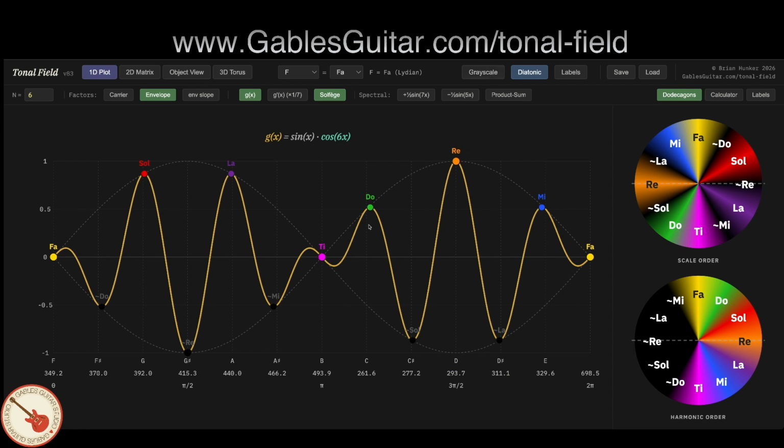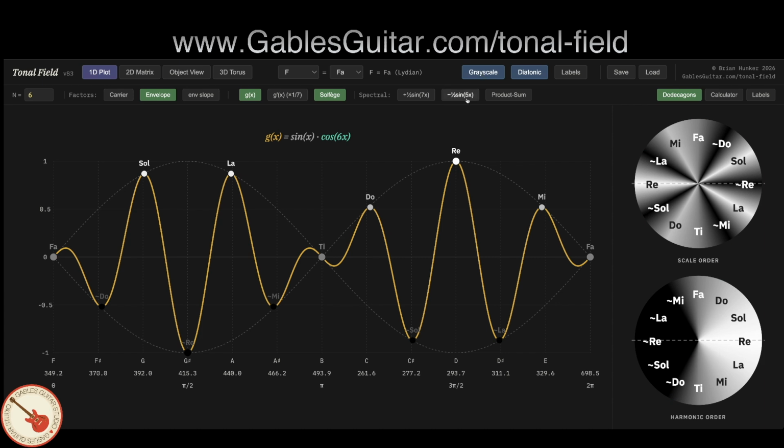It helps us find Do very quickly or Sol very quickly and connect a lot of those things to those colors. But sometimes it's much more useful to see them in grayscale, which just gives them their value based on the G of X value. So Re is the brightest white at +1. Anti-Re is -1. Here, I'll take off diatonic for a moment.